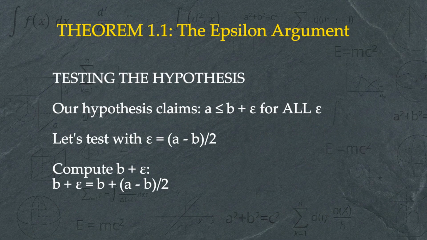Now we test whether our hypothesis holds for this specific epsilon. Our hypothesis claims that A is less than or equal to B plus epsilon for all epsilon. Let's check if it holds for our chosen epsilon. We need to compute B plus epsilon, which is B plus (A minus B) divided by 2.